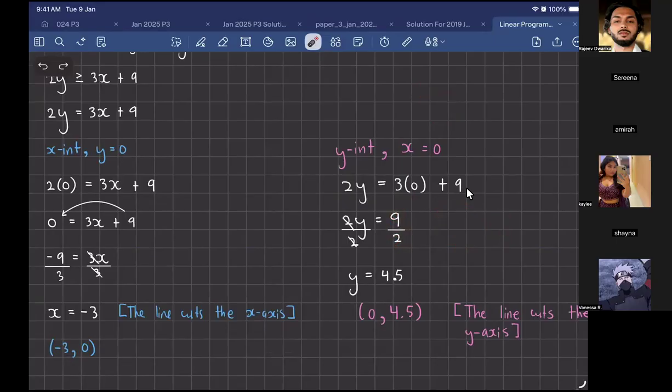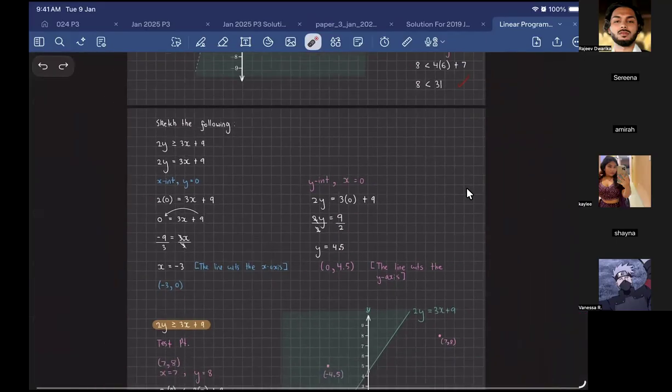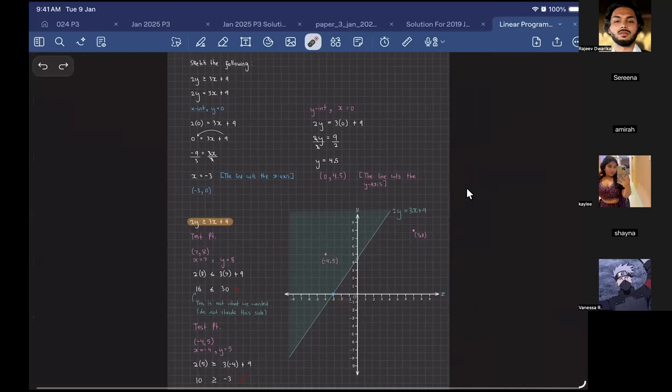Talk to me, let me know if you understand now. Yeah, I understand. Right, so y is 4.5, and the point will be the x value, which is 0, comma, the y value, which is 4.5. Yeah. You feeling okay with this now? Yeah. All right, good. So we still have some time, so I want to give you all one more question, and then we're going to move on to some past paper questions.